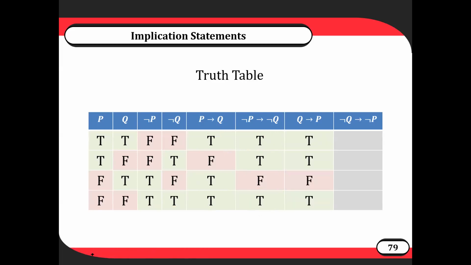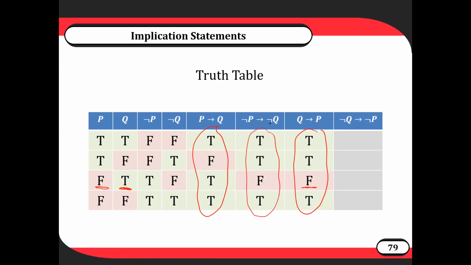So let's look at the converse. Q implies P is only going to be false when Q is true and P is false. Let's get rid of that. So that's not the same. Again, if we look at this column and this column, that's not the same as P implies Q. Although you may have noticed that it is the same as not P implies not Q.